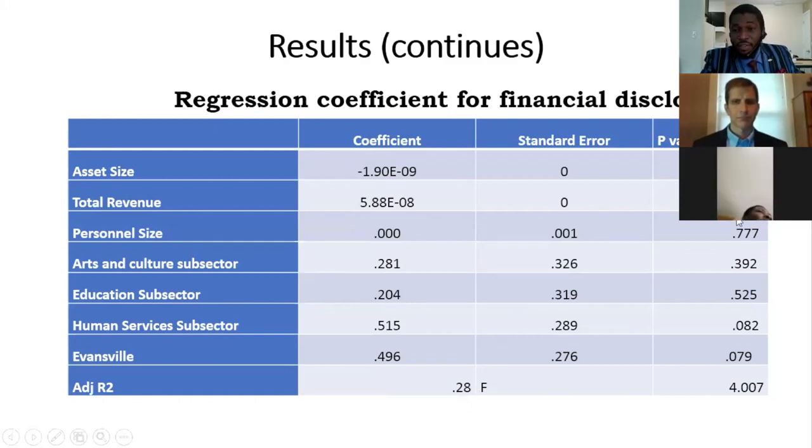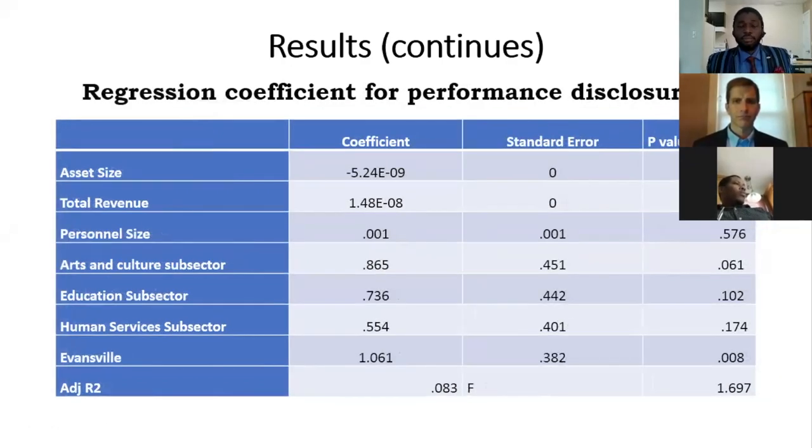And here we have a very interesting result regarding the effect of revenue on financial disclosure. We are more than 99.9% confident that there is a statistically significant effect of total revenue on financial disclosure. Another interesting result is that the human services subsector has a positive effect on financial disclosure. This means that nonprofit organizations in the human services subsector are actually more accountable in terms of financial disclosure than organizations in the health subsector. And location, again, has a positive effect on total financial disclosure.